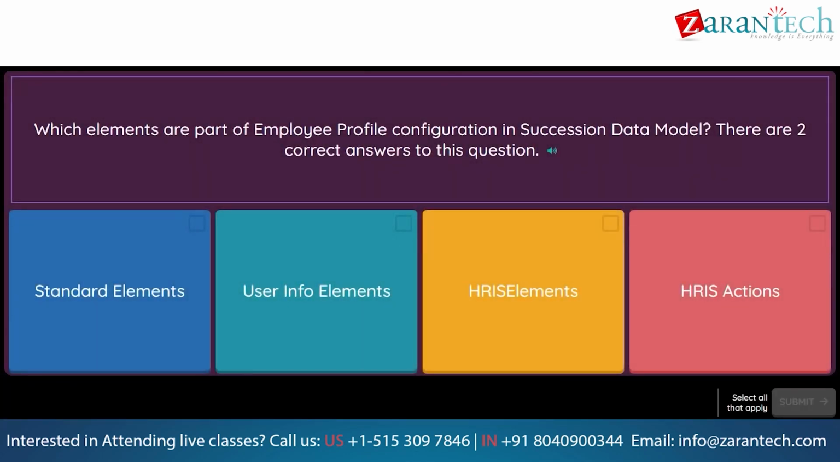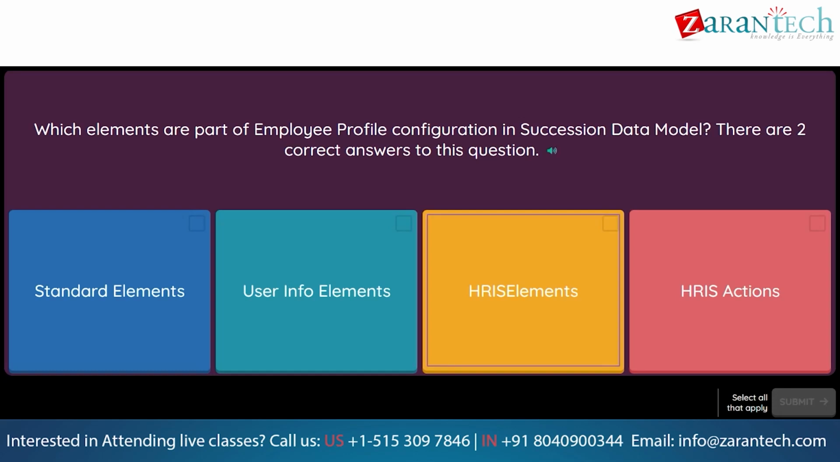Question: which elements are part of employee profile configuration in succession data model? There are 2 correct answers to this question. Option 1, standard elements. Option 2, user info elements. Option 3, HRIS elements. Option 4, HRIS actions.